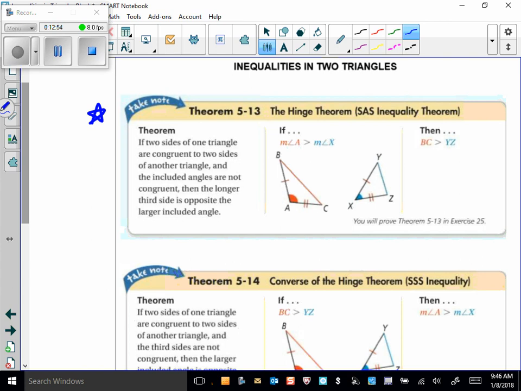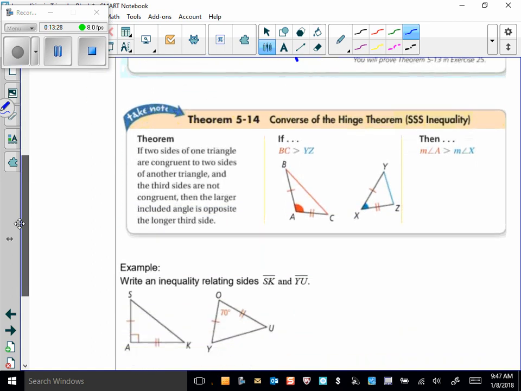So look at this picture here. If it says the included angles are not congruent, they're telling us the measure of angle A is greater than the measure of angle X, and you can see how they've got them drawn so that A looks bigger than X. If that's the case, and I've got two congruent sides in each of those triangles, then I know that the longer side has to be across from the larger angle. So BC is greater than YZ. So longer, shorter. That's all the Hinge theorem tells us.